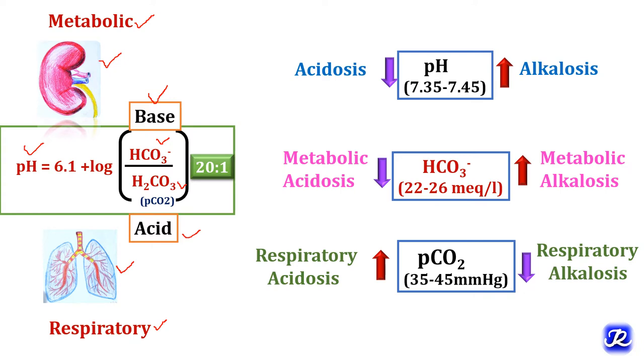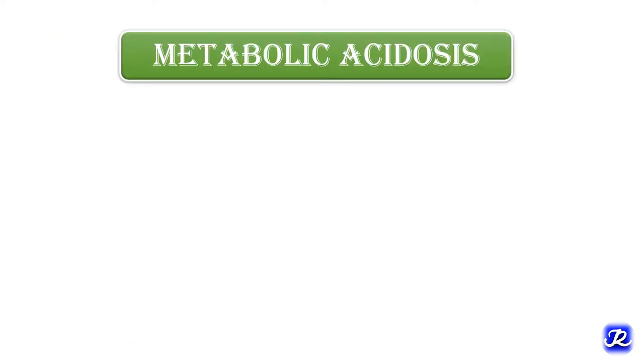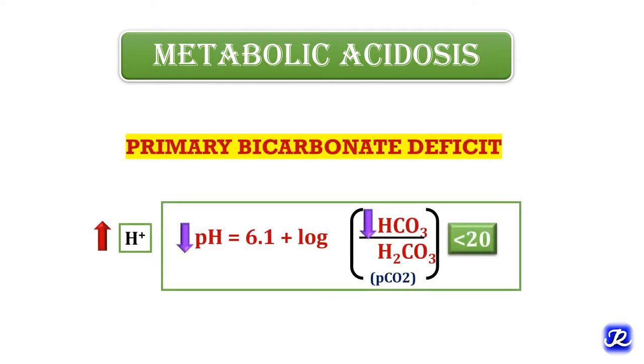Let's begin with the first metabolic disorder, that is metabolic acidosis, and it is due to primary bicarbonate deficit. I shall explain the disorder with the help of the Henderson-Hasselbalch equation so that you can correlate the changes in the equation with the acid-base disorders very well. From this equation you can see that there is a decrease in bicarbonate level, and it is associated with change in pH in the same direction, and the ratio of bicarbonate to carbonic acid becomes less than 20.